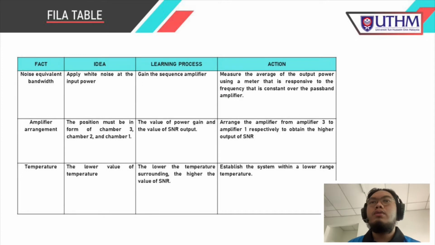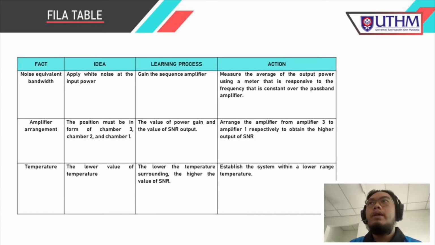For task 1, I'll be the one that establishes the pillar table. Basically there are 3 points for this task problem. There is a fact, idea and learning progress, and action in the table. So let's go to the first point, the noise equivalent bandwidth.